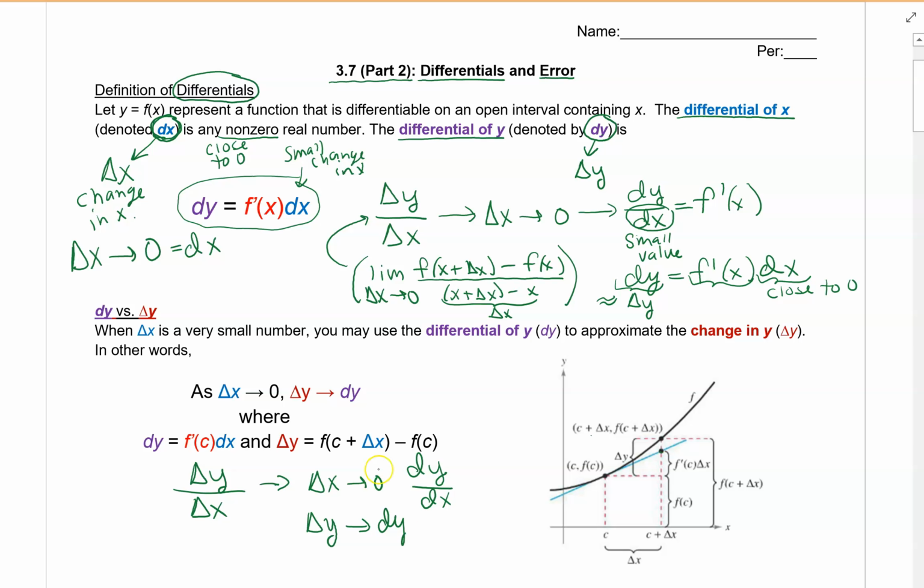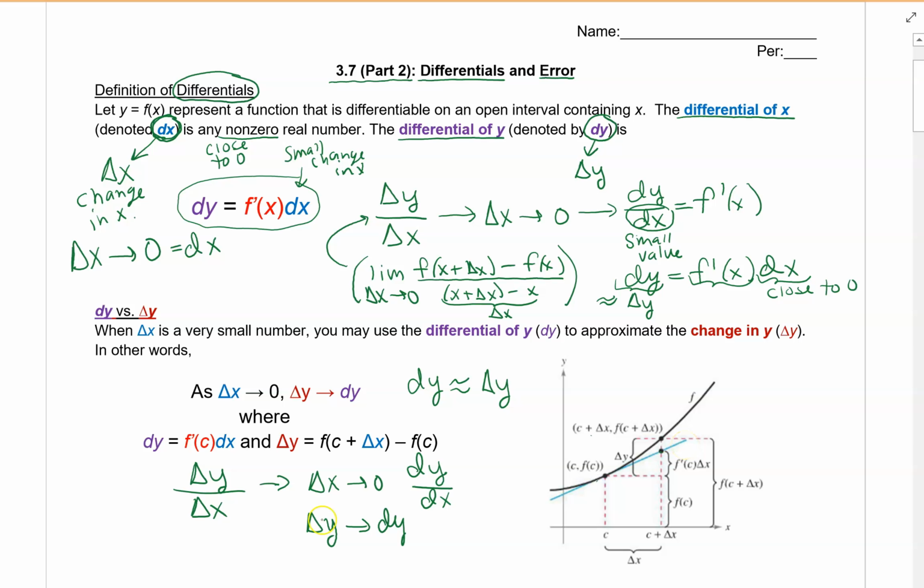So when you're at a point where delta x is very close to 0, then you can use that dy as a decent approximation for the change in y, the delta y. Let me show you how that works in this picture over here.